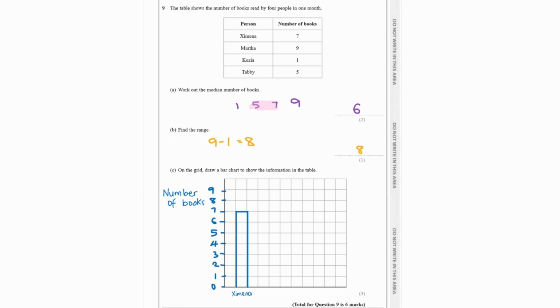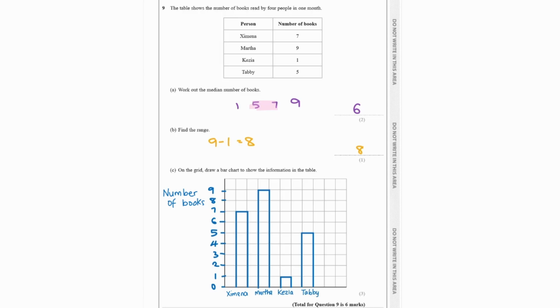The next bar is for Martha, and she read 9 books, so we can put a bar going up to 9 and label it Martha. The next bar is for Kezia, which is 1, so we just do a bar going up to 1 and also label it Kezia. The last bar is for Tabby, and she read 5 books, so we can do a bar going up to 5 and label that Tabby.